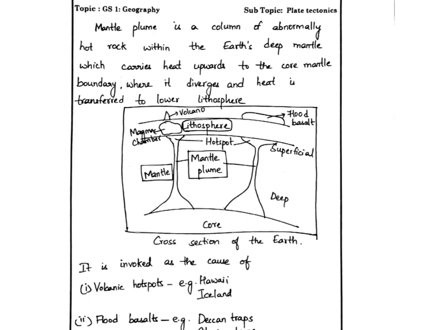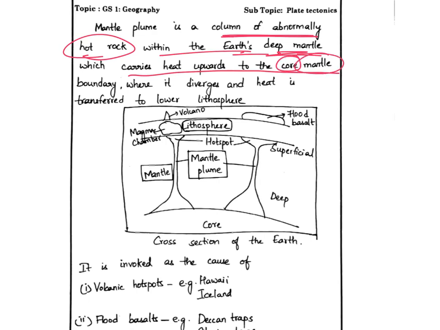So this person writes, mantle plume is a column of abnormally hot rock within the Earth's deep mantle, which carries heat upwards to the core and mantle boundary. I think this should be crust. Okay, this should be crust. It carries the heat to the crust and mantle boundary, where it diverges and heat is transferred to the lower lithosphere. So heat is transferred to the lower lithosphere.